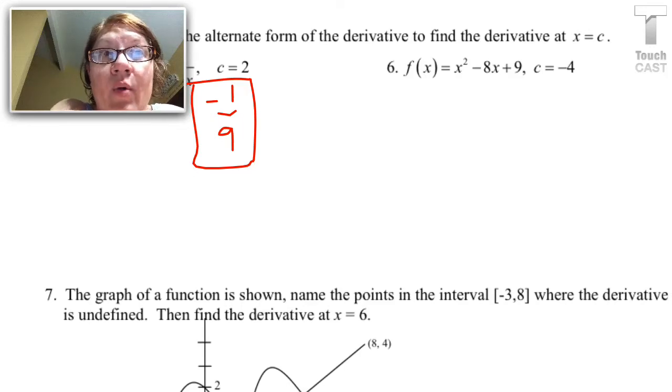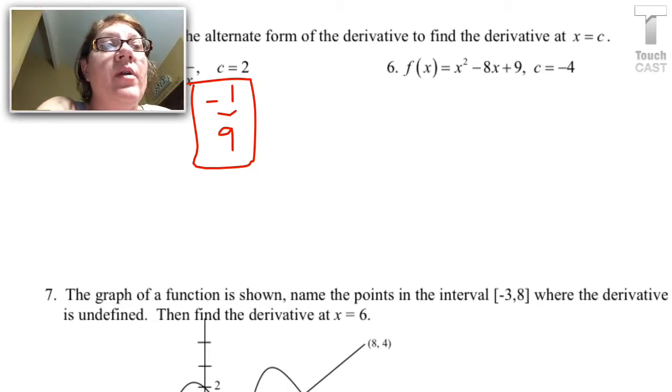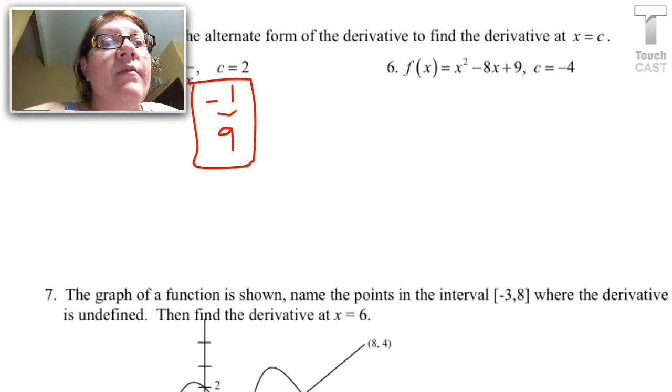Oops, I think I made a boo-boo and I forgot the negative on the last one. There you go. Should have been negative 1/9. Okay, so moving on, I want to do the same thing for the next one. So I need f of x minus f of c, and I'm doing the limit as x approaches c.